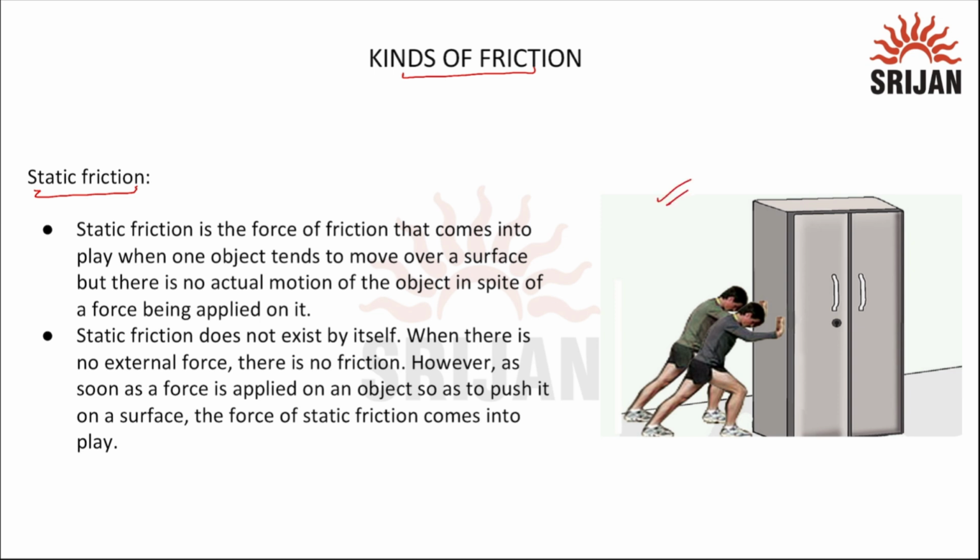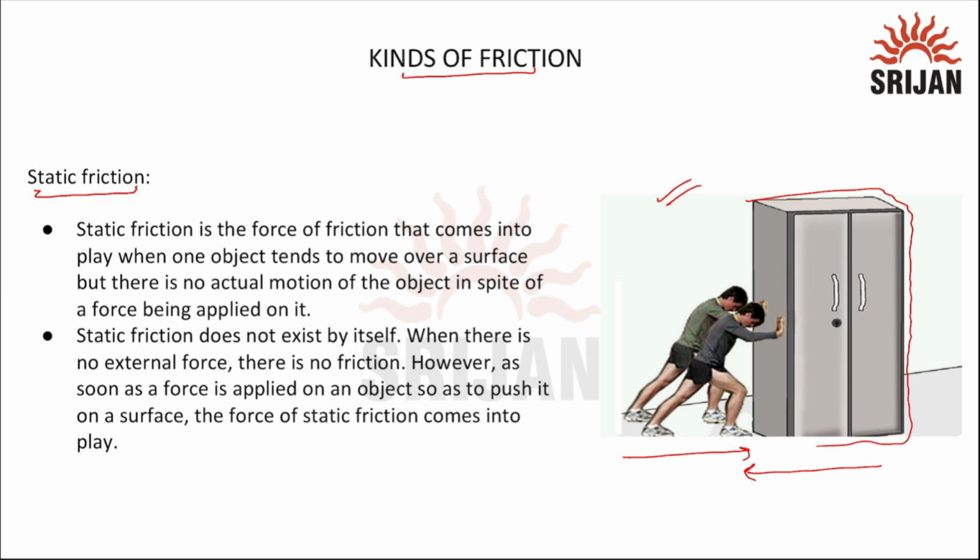In this diagram, you can see that two boys are trying to move this heavy almirah. This almirah is very heavy, and since the boys are applying force in this direction, the static friction will be applied in the opposite direction. Now, why do we call it static? Because this almirah is initially at rest, it is not moving. Therefore, we call it static friction.